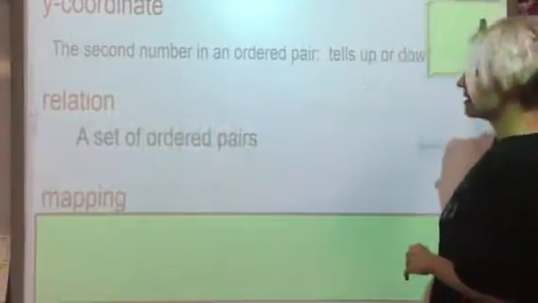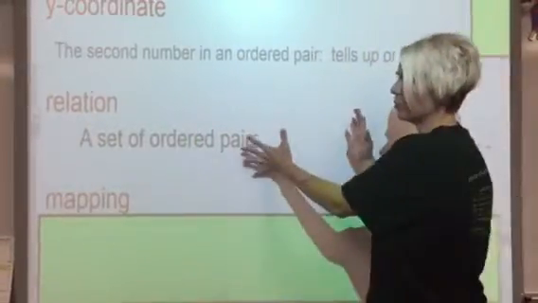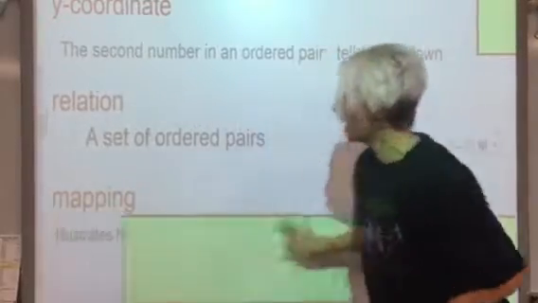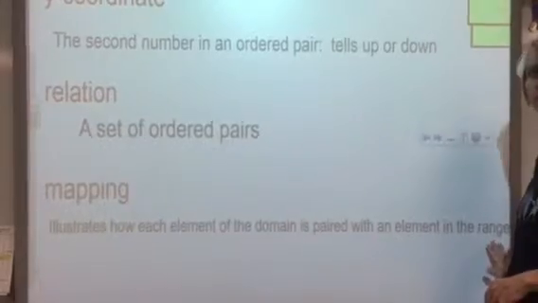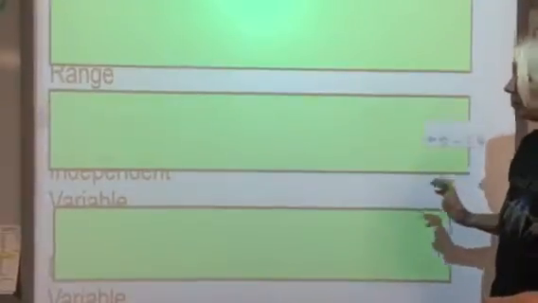A relation is a set of ordered pairs. So if you just get a group of ordered pairs together, that's called a relation. And mapping is illustrating how each element of the domain is paired with an element of the range. And I'll show you an example of that as well.